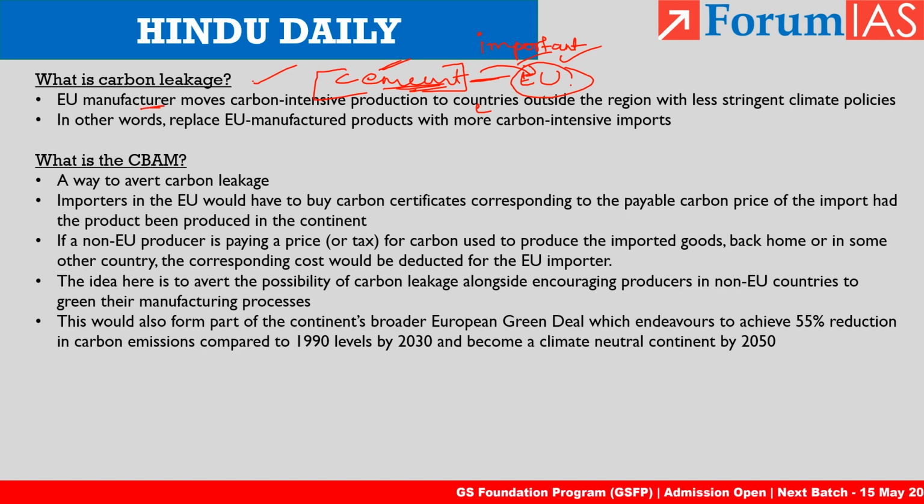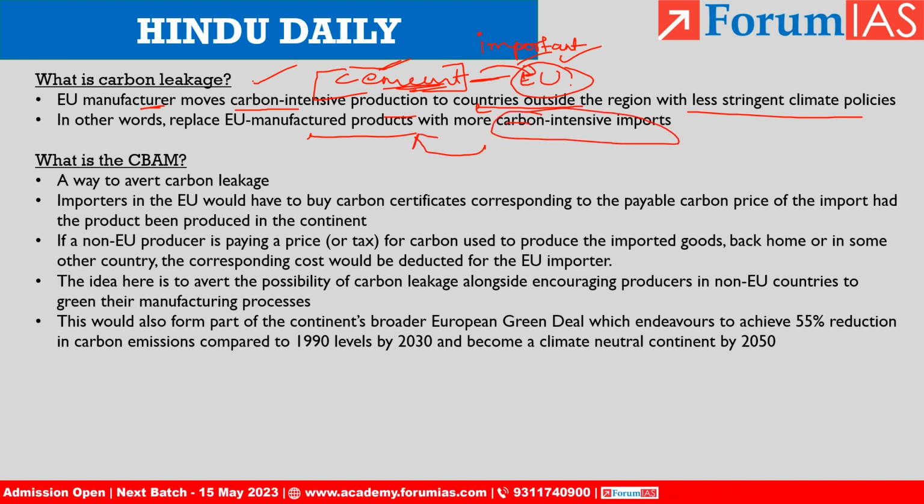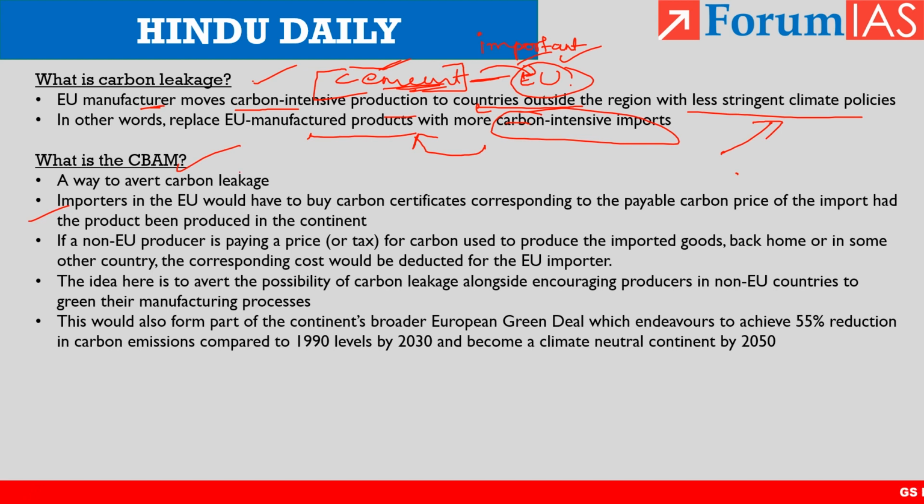That is what is given here. An EU manufacturer moves carbon intensive production, say for example cement, to countries outside the region with less stringent climate policies. In other words, the EU manufactured products are replaced with carbon intensive imports. And these imports come from jurisdictions where there are less stringent climate policies. So in order to prevent this, the Carbon Border Adjustment Mechanism, CBAM, has come into force. So it hasn't come into force actually, it will come into force in 2026. So this is a method to avoid carbon leakage.